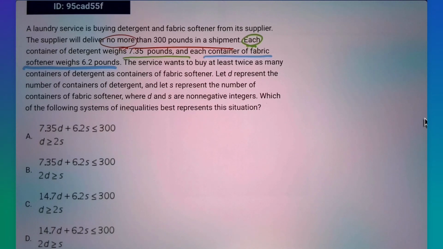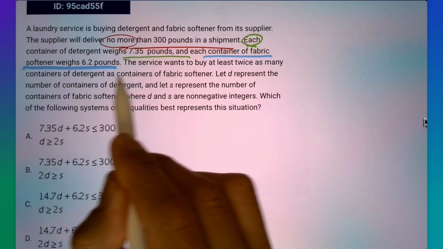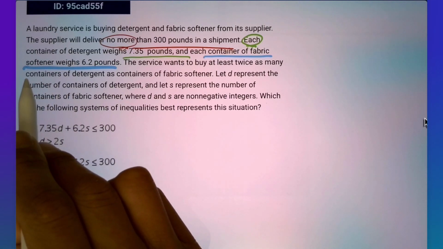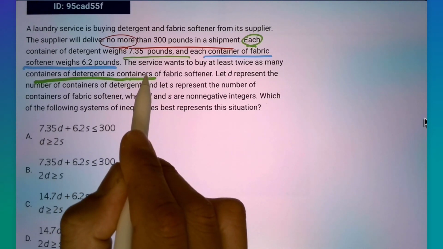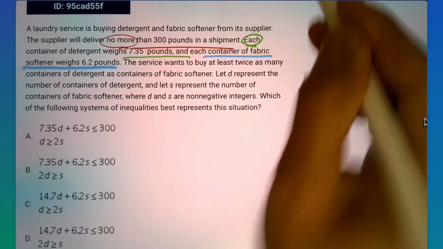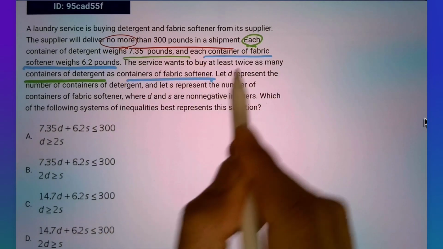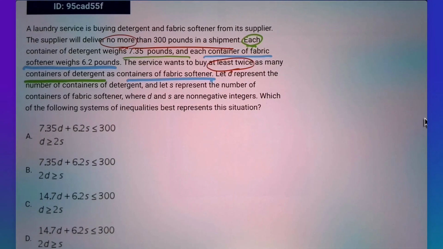Okay, so this is a container of detergent. I'm just using it so we can organize better. But twice as many. At least twice as many. Alright, so now they give us the variable, and once we know which variable goes with which, then we'll write the inequality.